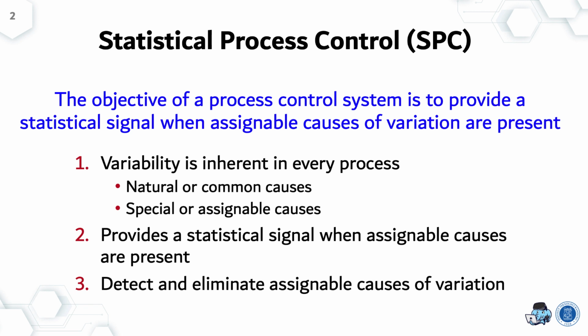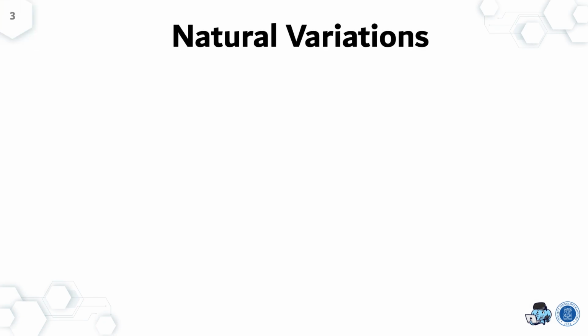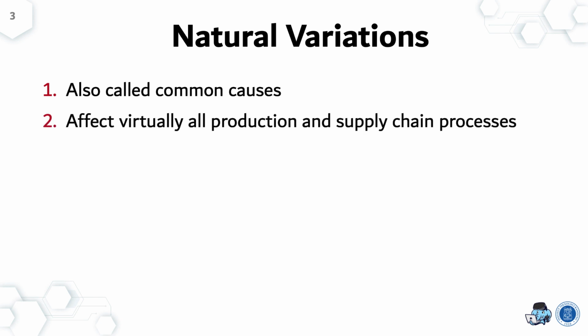The task of the operation manager here is to detect and eliminate assignable causes of variation as much as possible and continue the process. Let's discuss further the natural variation. Natural variation is also called common causes. This natural variation affects virtually all the production and supply chain processes, because we cannot see that.